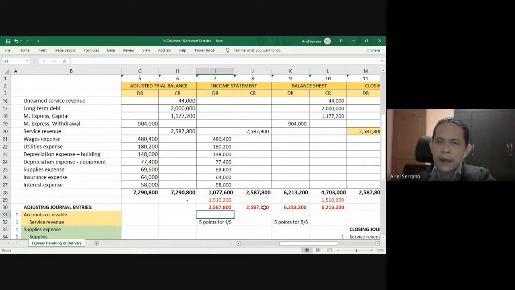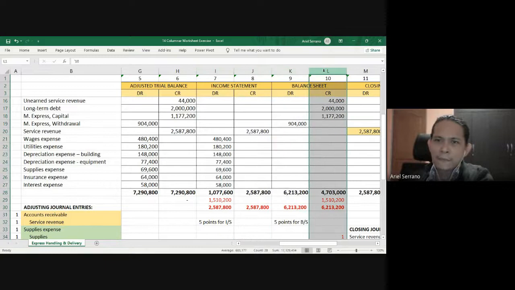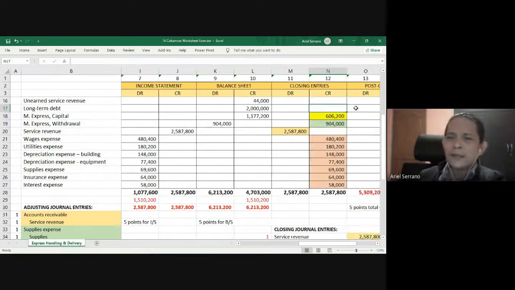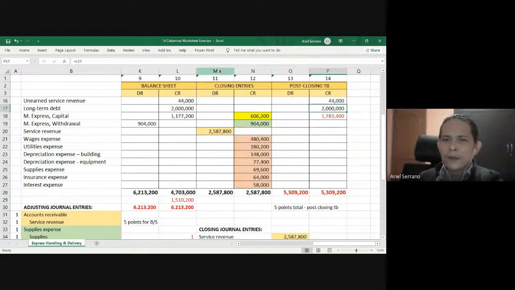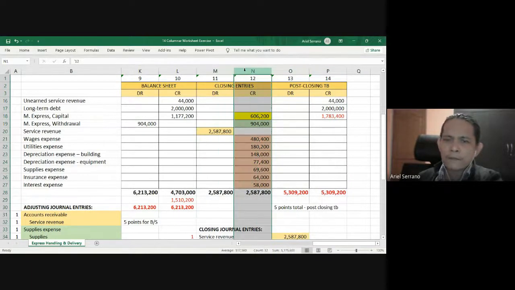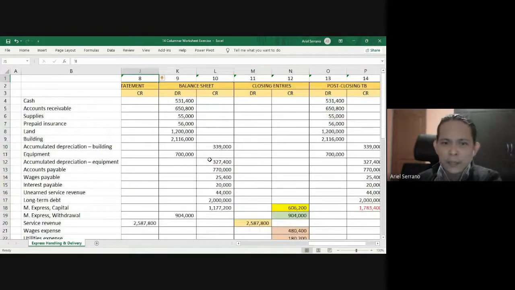Okay? Now, you have your columns 7, 8, 9, and 10. Without any closing process, this is your 10 columnar. But usually, if we will have to perform the closing process and the preparation of your post-closing trial balance, that is why we are utilizing columns 11 to 14. Columns 11 and 12 represent your closing process. The closing process is closing your income statement.